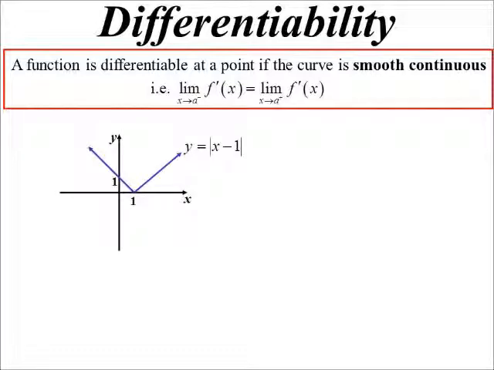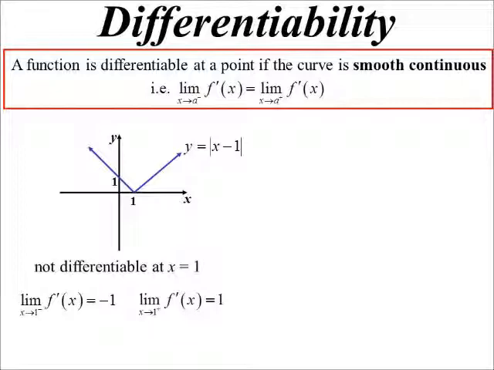Here's the absolute value curve. If I was to look at the point where x equals 1, it's not differentiable because it's not smooth continuous. It is continuous, certainly not smooth though. You've got that sharp corner to it. Right? So from a technical point of view, the limit from the left-hand side would be -1 because the slope of the left-hand branch is -1, whereas the right-hand side it would be +1.